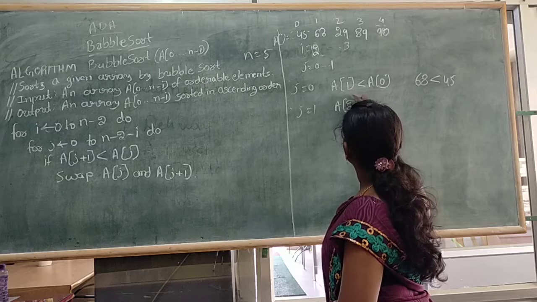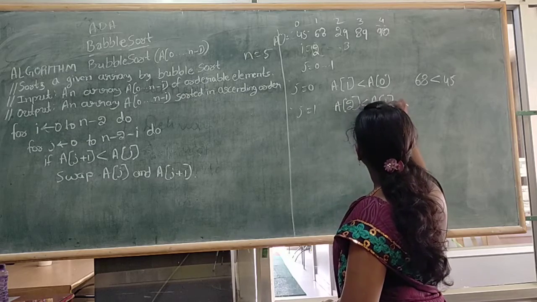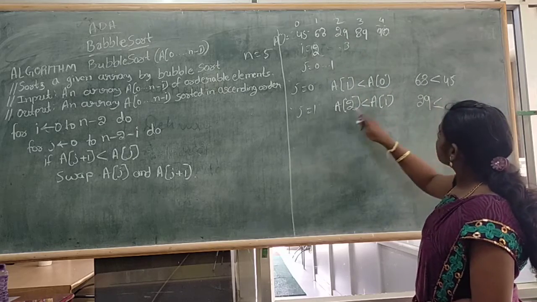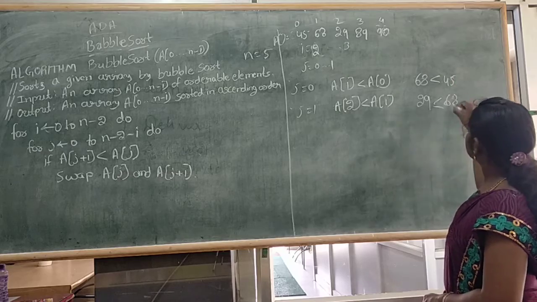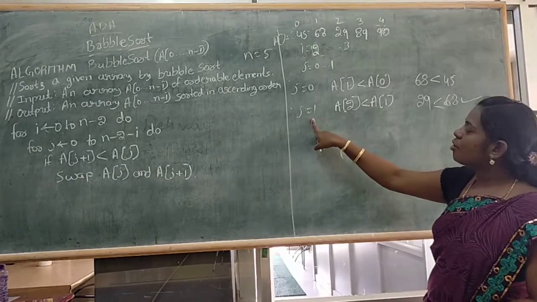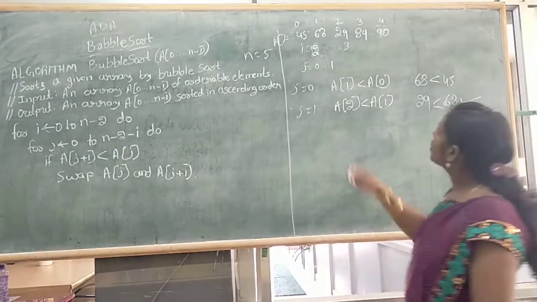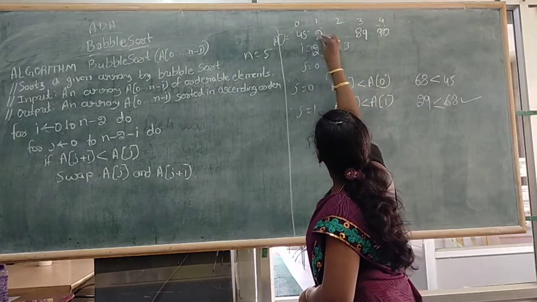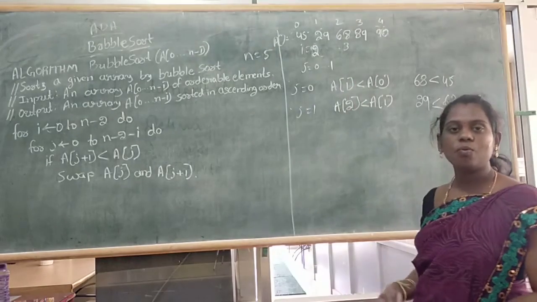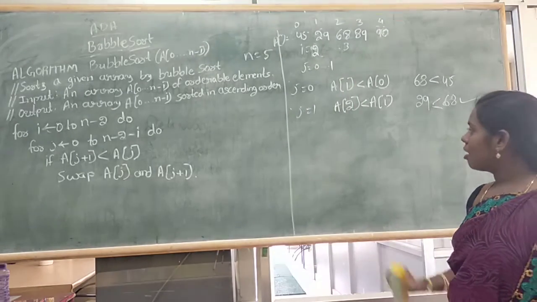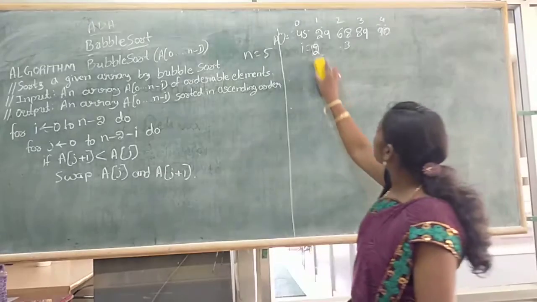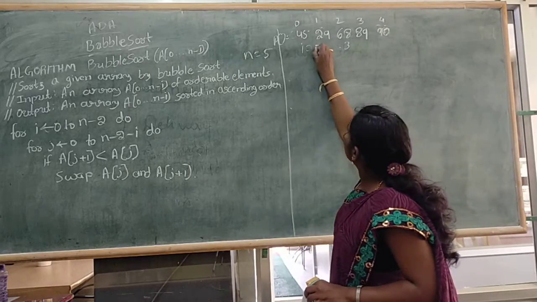So next J is equal to 1. So 1 plus 1 is 2; is A of 2 less than A of 1? What is A of 2? 29 less than A of 1, what is it? 68. Okay, condition true. So at that time it will exchange A of 1 and A of 2. So these two exchange: 29 and then 68. J loop runs only up to 1, okay? After that it will break the loop. So next, I will increment up to 3. Now the I value becomes 3.